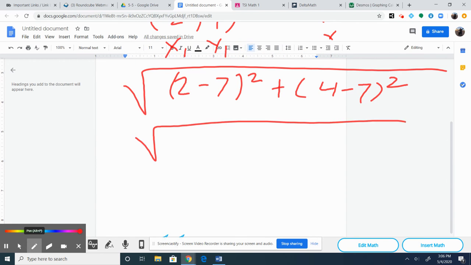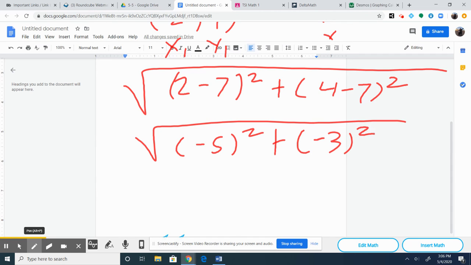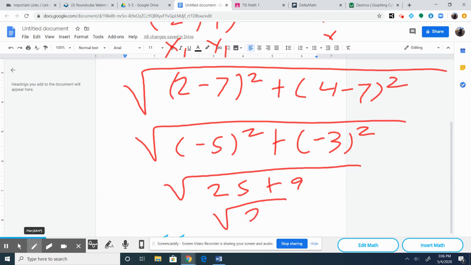Okay, so 2 minus 7 would give us negative 5 squared, and 4 minus 7 would give us negative 3 squared. Negative 5 squared is 25, and negative 3 squared is 9. Therefore, we would have the square root of 34. Now, we would simplify the 34 as much as we possibly can, but in this case, we are not able to, so we just leave it as the square root of 34.